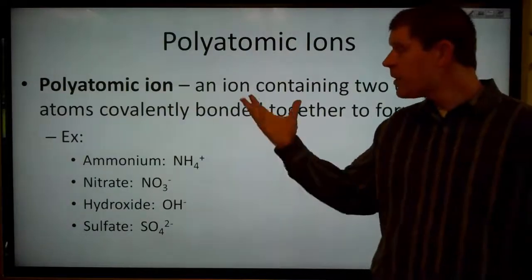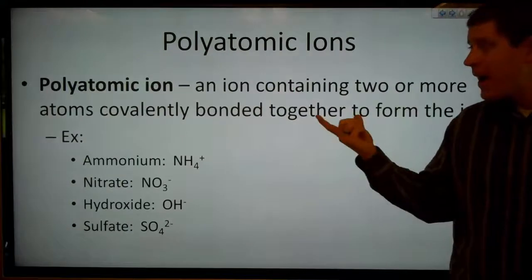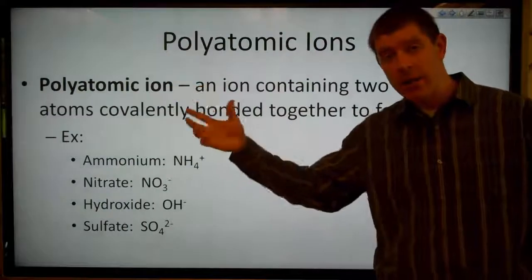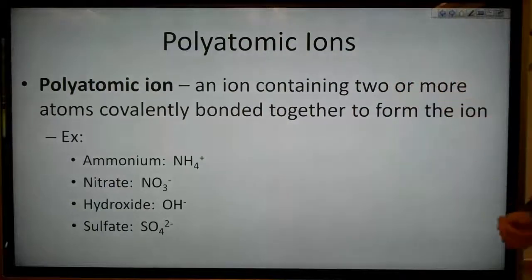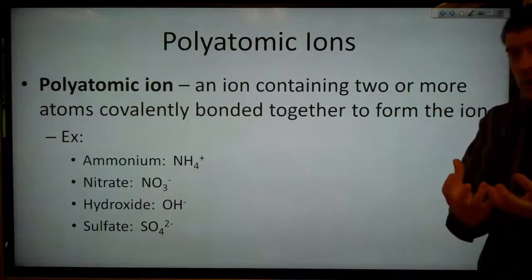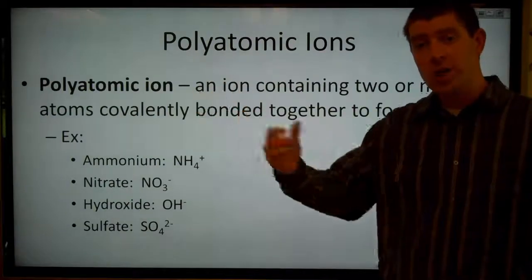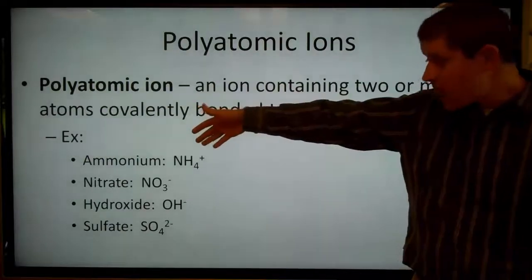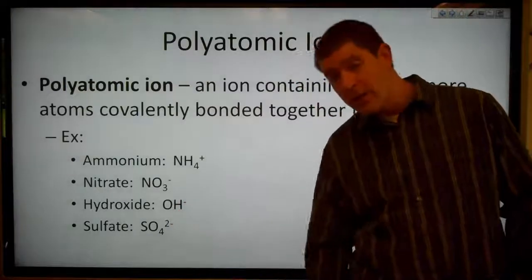So I mentioned that ions could be more than one atom. We can have polyatomic ions, so poly meaning many, atomic meaning atoms. So polyatomic means many atoms contained within the ion. A polyatomic ion contains 2 or more atoms that are covalently bonded together, and the whole grouping contains a charge. So this is essentially a covalently bonded molecule that has gained a charge in some way, either by gaining or losing electrons. So this is something like ammonium, NH4+, nitrate, NO3-, hydroxide, OH-, or sulfate, SO4 2-.